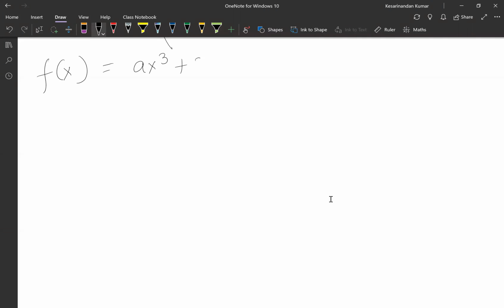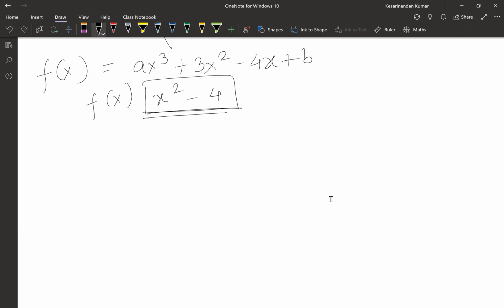The theory that you have to use is the exact same: the remainder theorem, the factor theorem. If f of x is divided by x square minus 4, here this f of x is completely divisible by x square minus 4. Completely divisible, that means it does not leave any remainder. I need you guys to find me the value of a plus b.